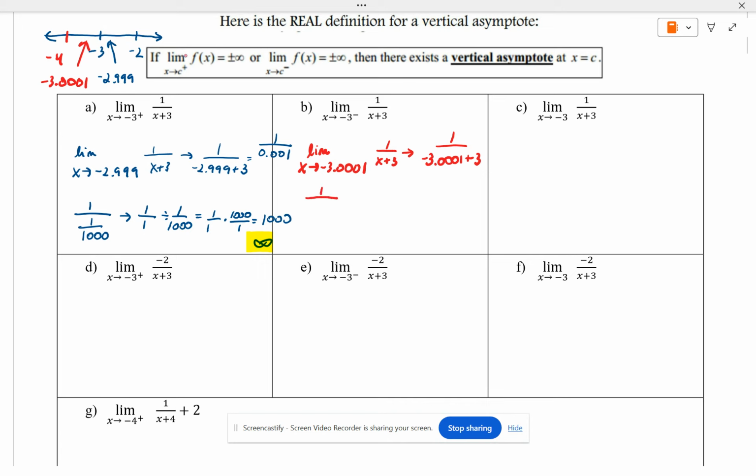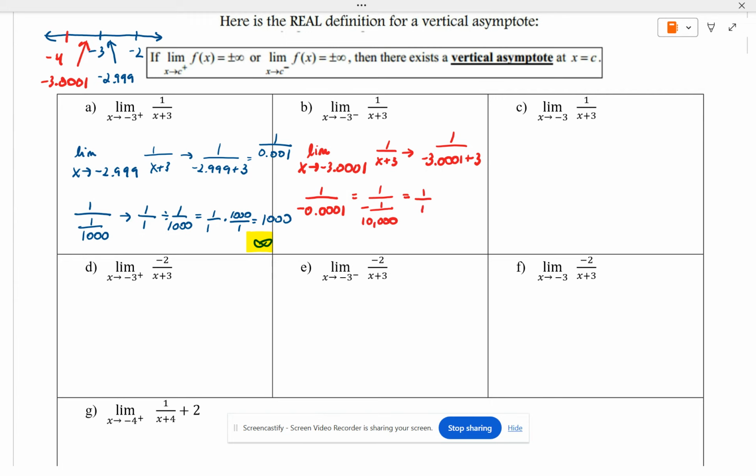-0.0001. 1 over -0.0001. You guys agree? Cool. Turn that into a decimal. Turn that into a fraction. Well, if this guy was 1,000, what's this guy going to be? Negative decimal.